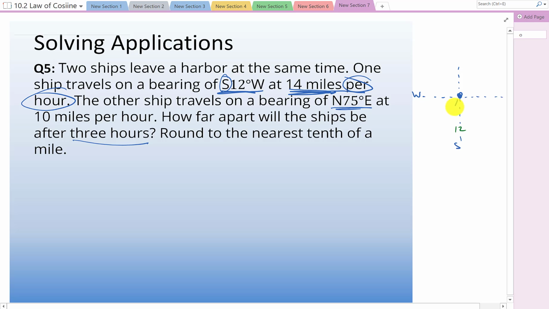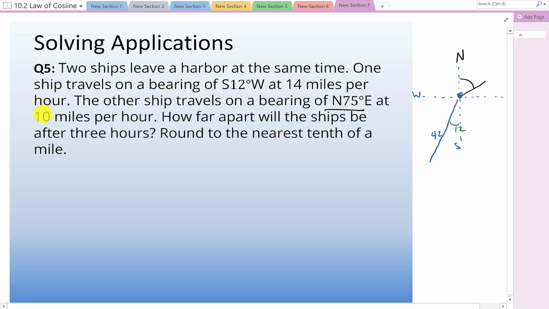So the ship has gone 42 miles, and the bearing is south 12 degrees west. However, there's another ship in here, and the other ship is going on a different bearing. It is going on north, 75 degrees east. So here's north, and I'm going to the east, and I'm going 75 degrees, so quite a far ways over here.